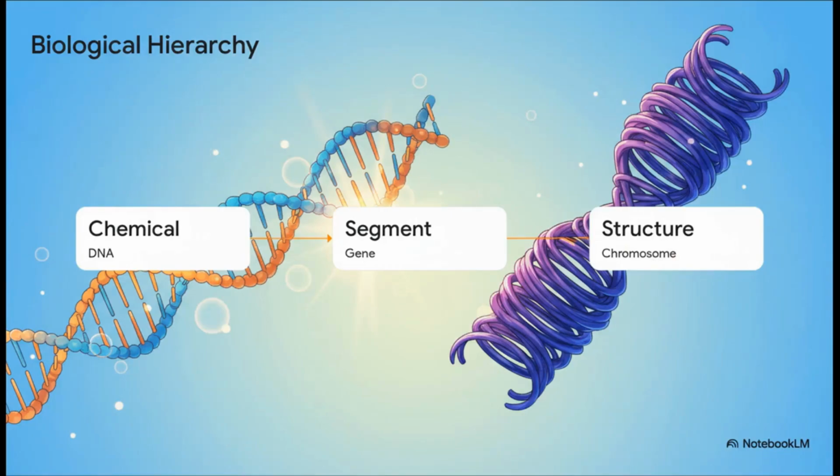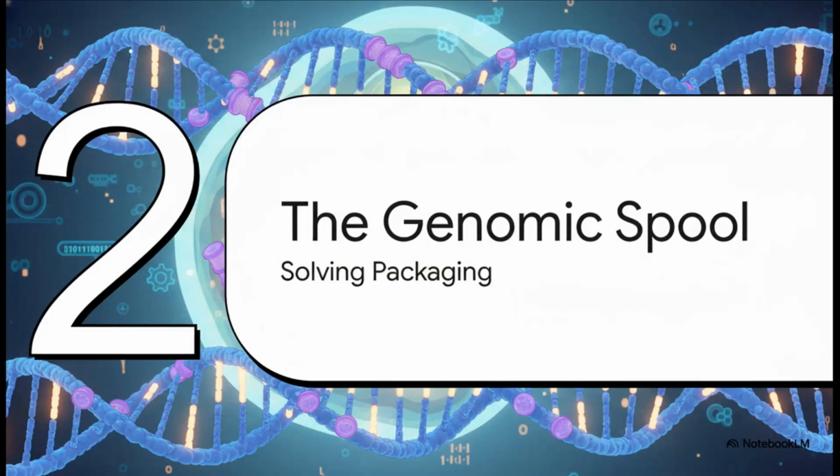Okay, let's dive into this macro to micro hierarchy. Honestly, it really helps to think of these terms not just as random vocabulary words you have to memorize, but kind of like a nested Russian doll of biological information. Step 1 is the raw chemical itself, DNA. Step 2 is a functional segment of that chemical, and we call that a gene. And then step 3 is the fully packaged, finished structure, the chromosome. If you can keep that sequence clear in your mind, chemical, segment, packaged structure, the rest of genetics is going to feel incredibly logical.